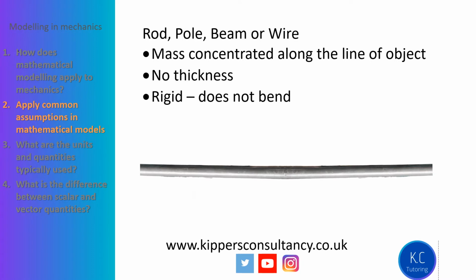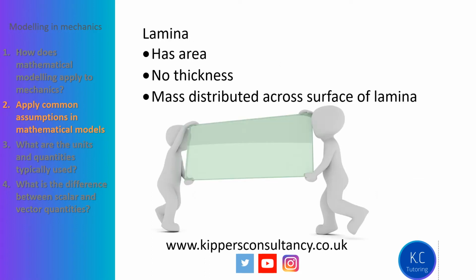A rod, pole, beam or wire is a one-dimensional object. Its mass is concentrated along the line of the object. It doesn't have any thickness. It is rigid and does not bend. Here we have two people carrying a sheet of glass. A sheet of glass is a good example of a lamina. It is a two-dimensional object that has an area but no thickness, and the mass of the lamina is distributed across the surface of the lamina.